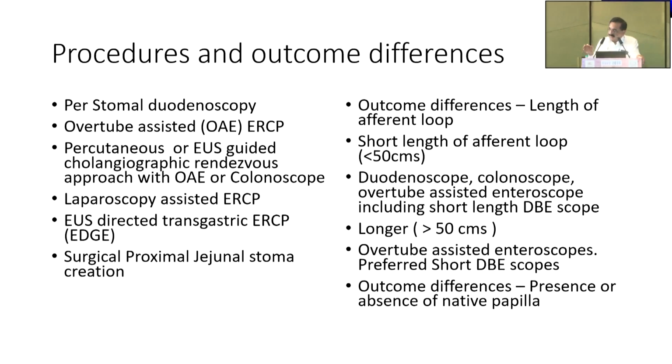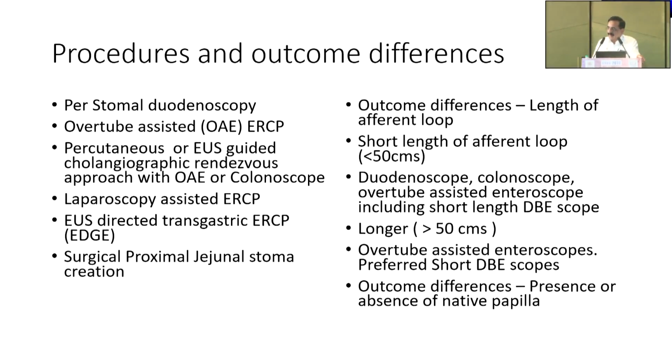So when you have a short loop, you have all the things which can be used. You can use an Apogea scope, you can use a colonoscope, you can use a standard duodenoscope, or a short double balloon enteroscope. While in longer loops, the limitations become far more acute, and you have the over tube assisted enteroscope.